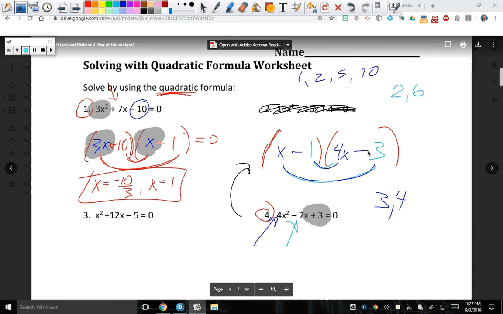So to be a negative and a negative, because two negatives multiplied together give you a positive 3, and two negatives added together give you that negative 7 that you needed. So you have x is equal to 1, and x is equal to 3/4. Done. No quadratic formula necessary. The things that I just did, if and when they don't work out, then we can go to quadratic formula. Okay?